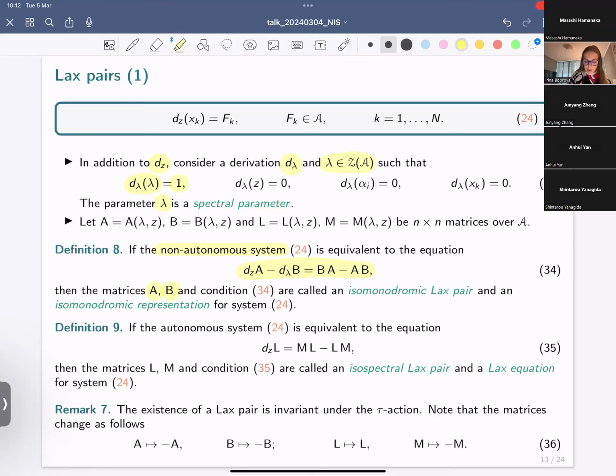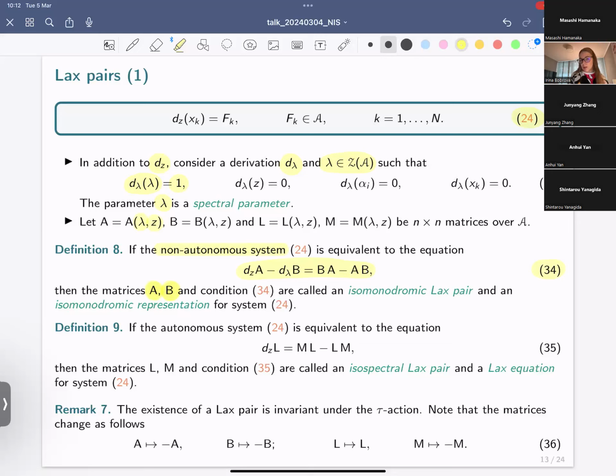And these matrices might be of different size, but they must depend on the parameter lambda and on the parameter z. And if our system 24 is equivalent to the zero curvature condition 34, then these two matrices A and B are called an isomonodromic Lax pair and an isomonodromic representation for the system 24.